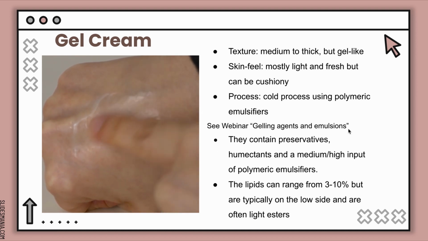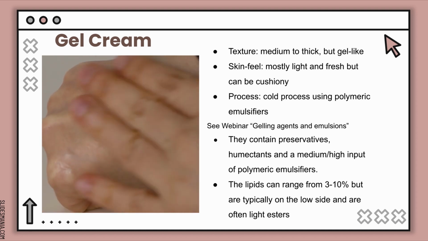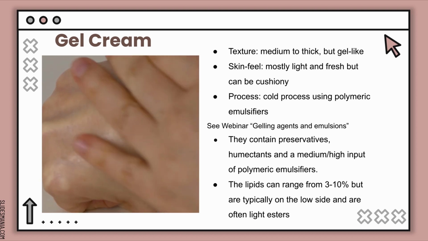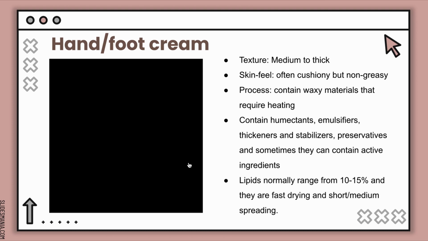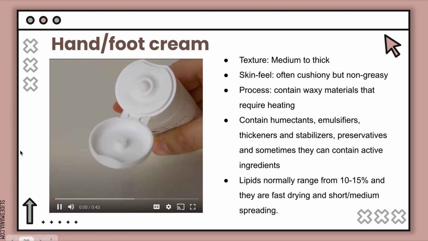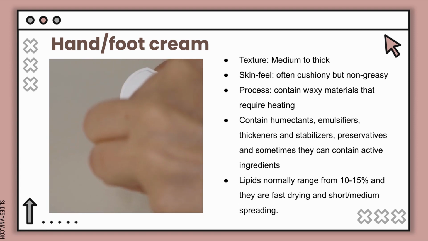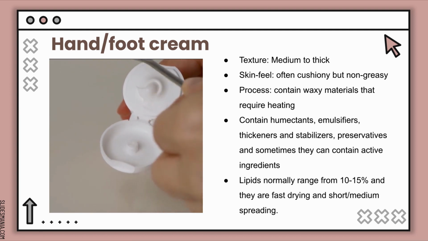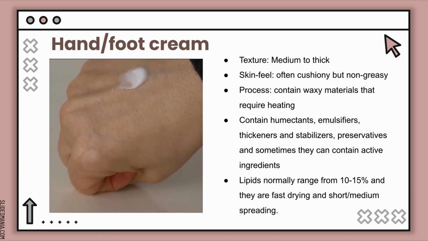Like creams, they contain preservatives, humectants, and a medium to high input of polymeric emulsifiers. The lipids can go from 3 to 10%, but normally it's the lower side of the range and they are light esters. For hand and foot creams, the texture is medium to thick and they often come in tubes, so the texture must be so that the product doesn't leak out of the package, but not too thick that it cannot be dispensed. The skin feel is usually cushiony but not greasy, and they dry quite quickly.